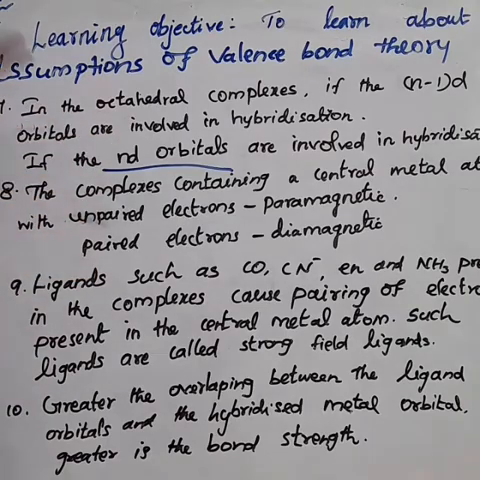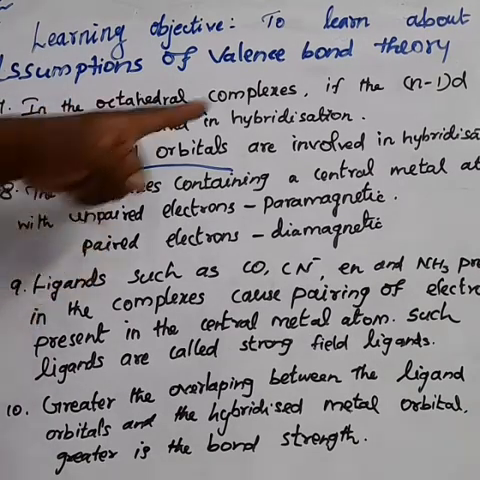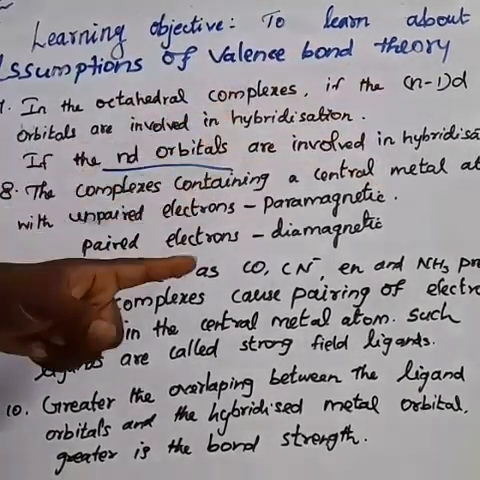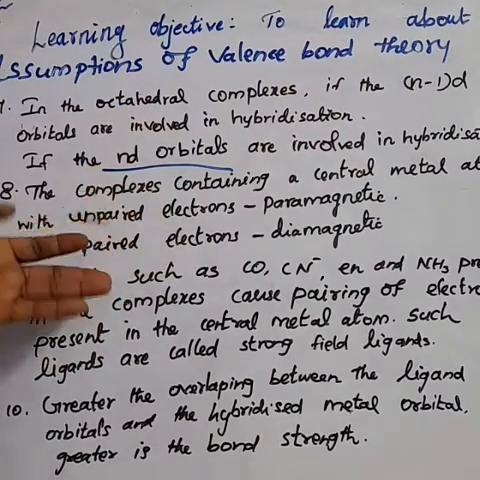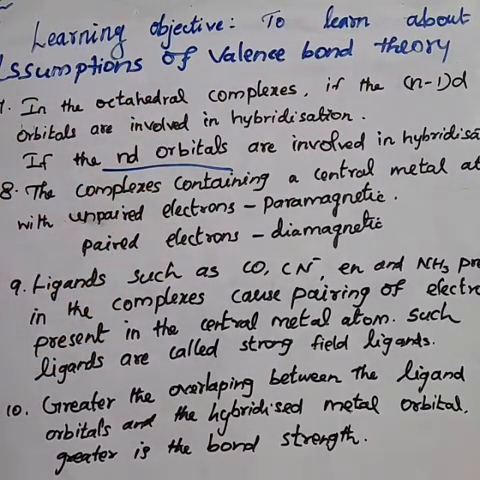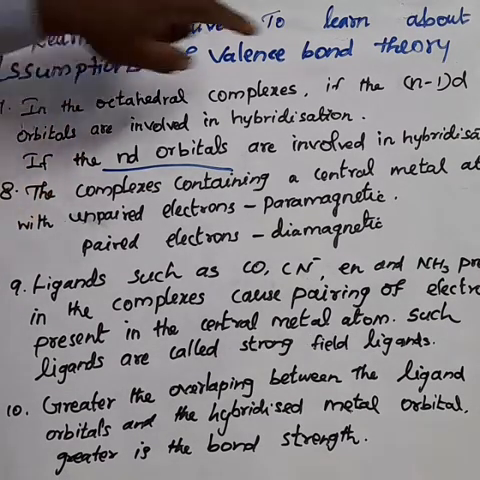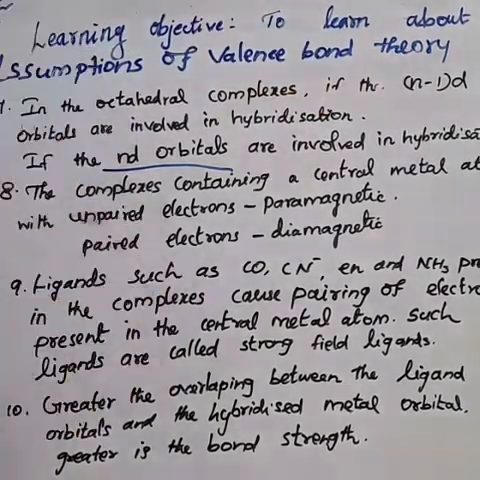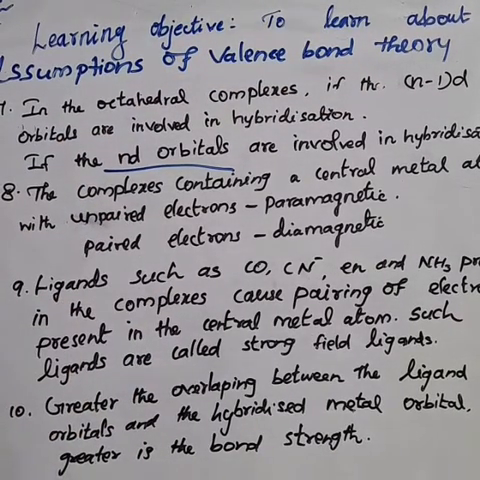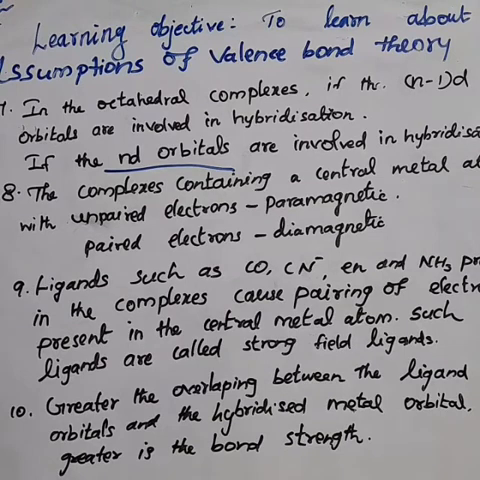Your answer: low spin means the (n-1)d orbitals are involved in hybridization. High spin means the nd orbitals are involved in hybridization. Here, what is n? n represents the principal quantum number. That is the 7th point.